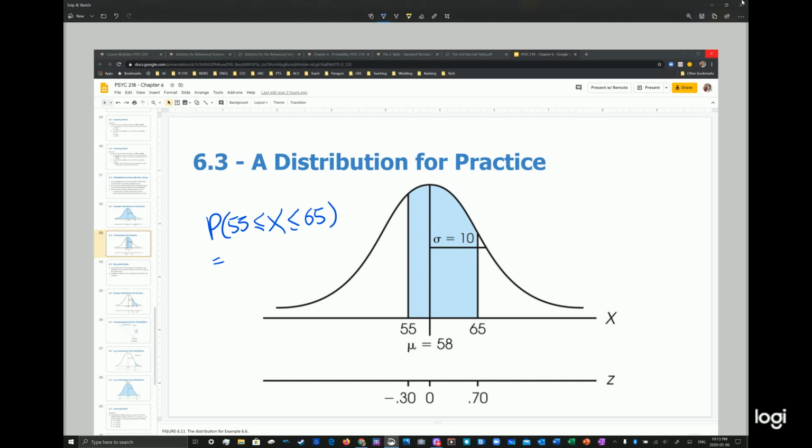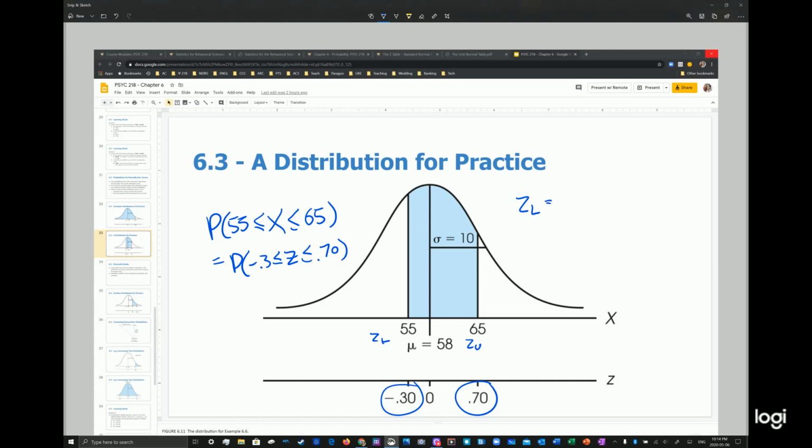Well, that is also the same as writing it. Okay, we found the z-score, so it's negative 0.3, and then it's plus 0.7. Again, if you weren't given these values for practice, you would need to calculate it. So, for example, let's call this z1 and z2, lower and upper, I suppose.